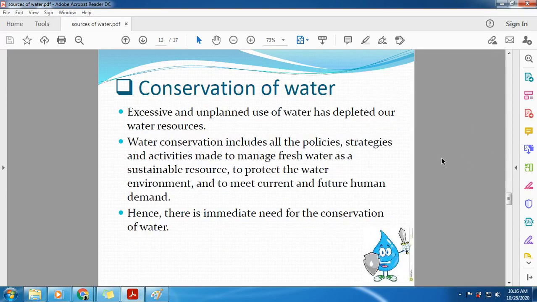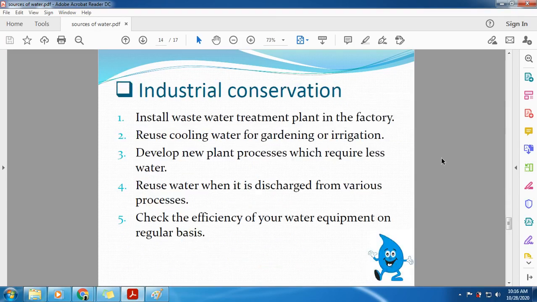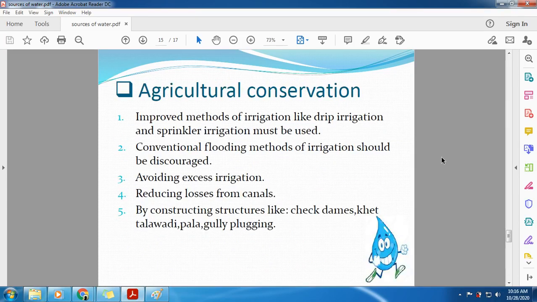Okay, next slide. Conservation of water. Domestic conservation. Industrial. Okay, this might be important for us. Improved methods of irrigation like drip irrigation and sprinkler irrigation to conserve water. Now, conservation is different from preservation. Preservation is not using it at all. Conservation is using it in a sustainable manner so that others can still use it later on.